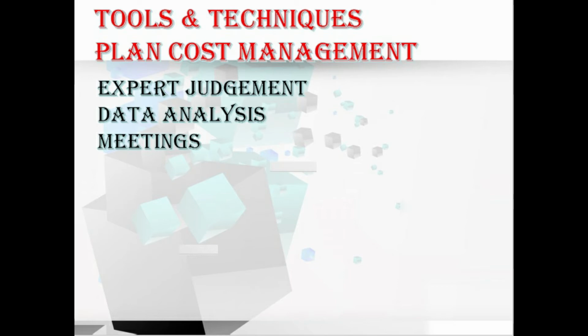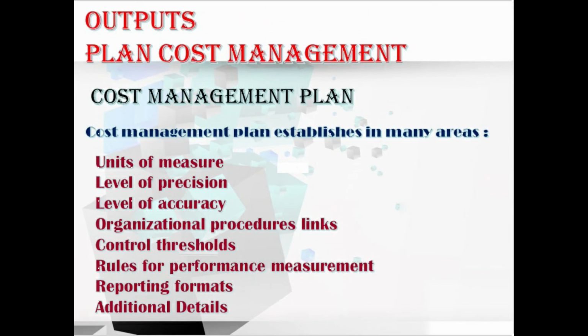Let's move to the outputs of plan cost management. We have only one output, that is the cost management plan. This cost management plan is also called the budget management plan or the budget plan. This kind of plan is required in advance, to set out how you will plan, manage, monitor and control the project cost, etc. The project manager should not miss this plan for budgeting. It's very important. This plan includes a few keywords like units of measure, level of precision, level of accuracy, organizational procedure links, control thresholds, rules for performance measurement, reporting formats and any other additional details.